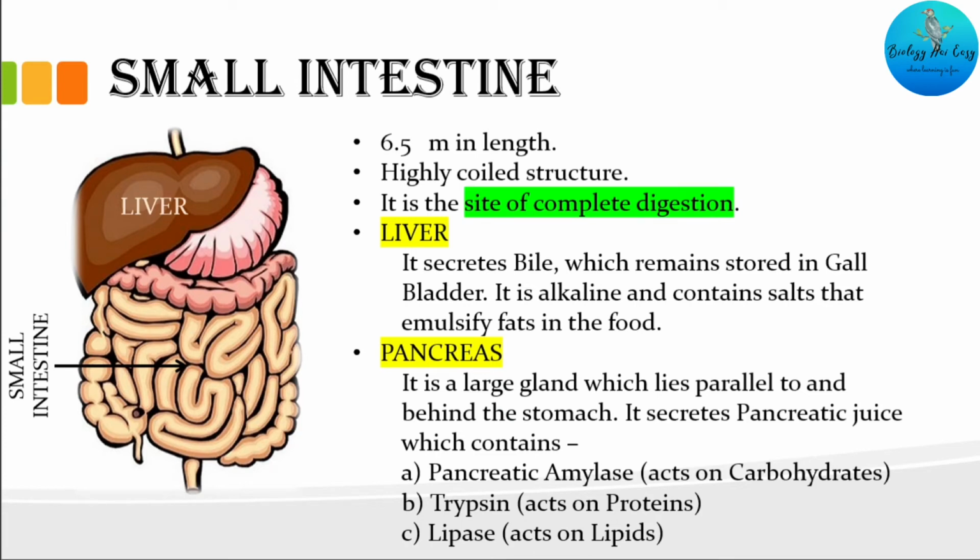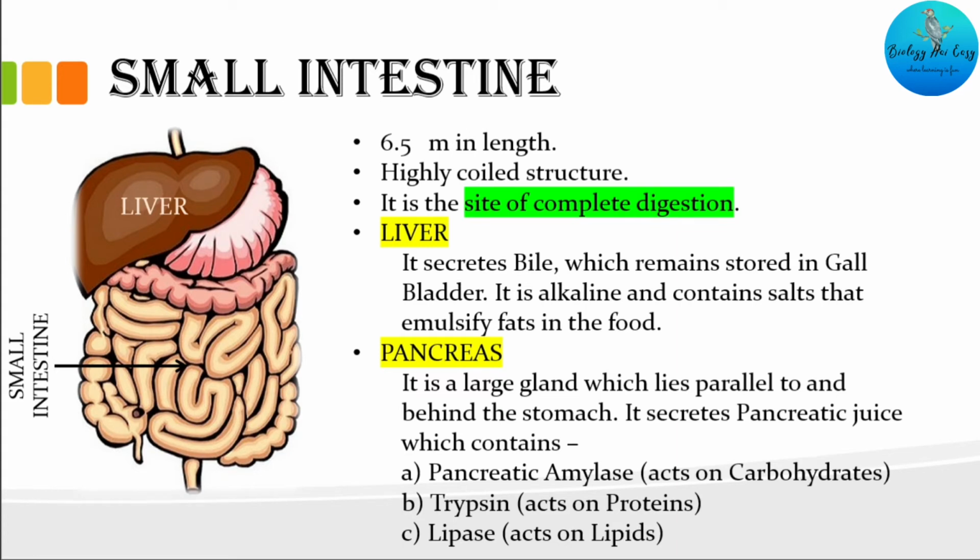Liver secretes bile. Bile is a greenish-yellow liquid made in the liver which is normally stored in the gallbladder. Bile is alkaline and contains salts which help to emulsify or break the fats or lipids present in the food. Thus, bile performs two functions. It makes the acidic food coming from the stomach alkaline so that pancreatic enzymes can act on it. Bile salts break the fats present in the food into small globules, making it easy for the enzymes to digest them.